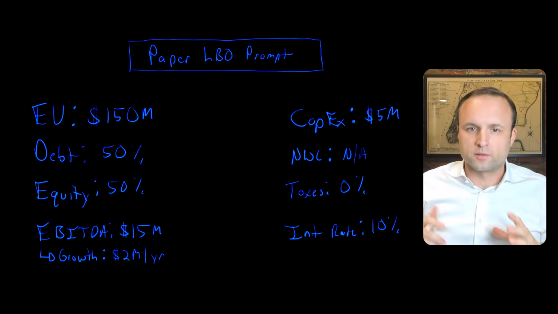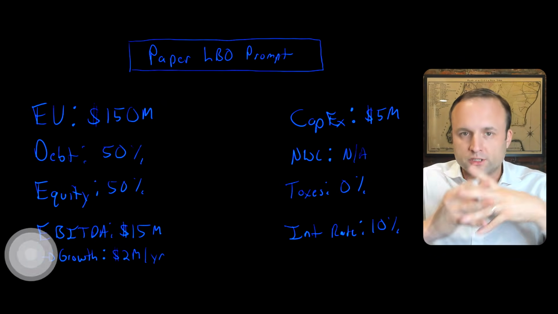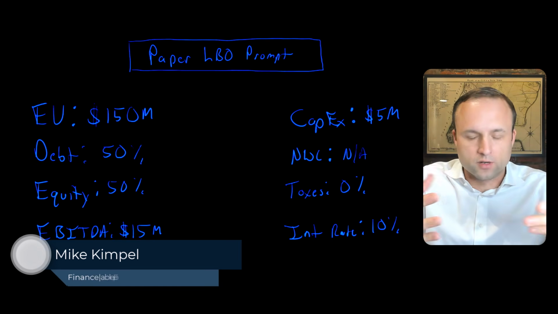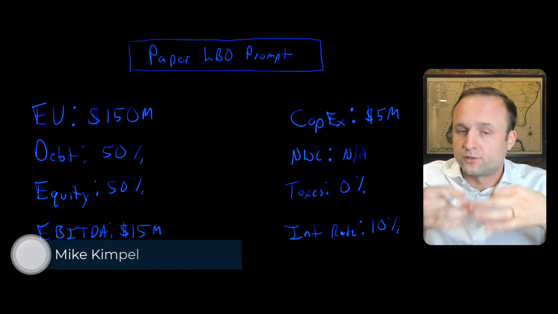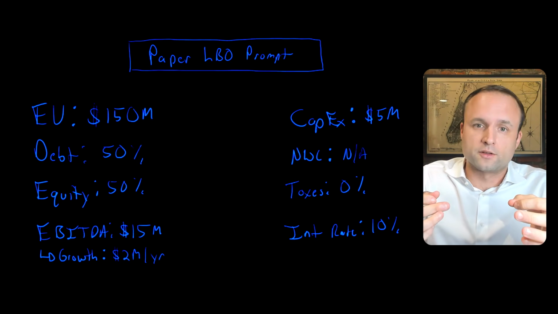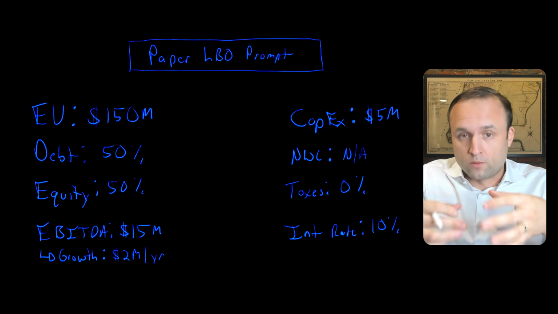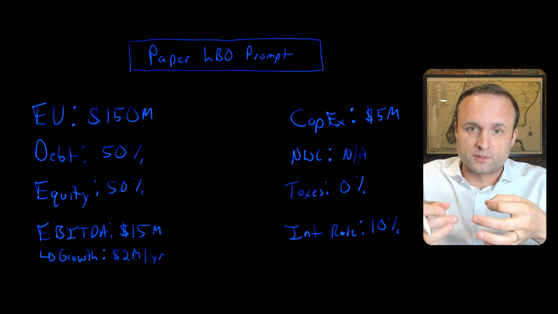Today we're going to take a look at a pretty down the middle LBO. Just to jump right into the prompt here, which is the starting point for any paper LBO, we have a purchase price of $150 million, so the entry EV is $150 million. The deal at entry will be funded with 50% debt, 50% equity.